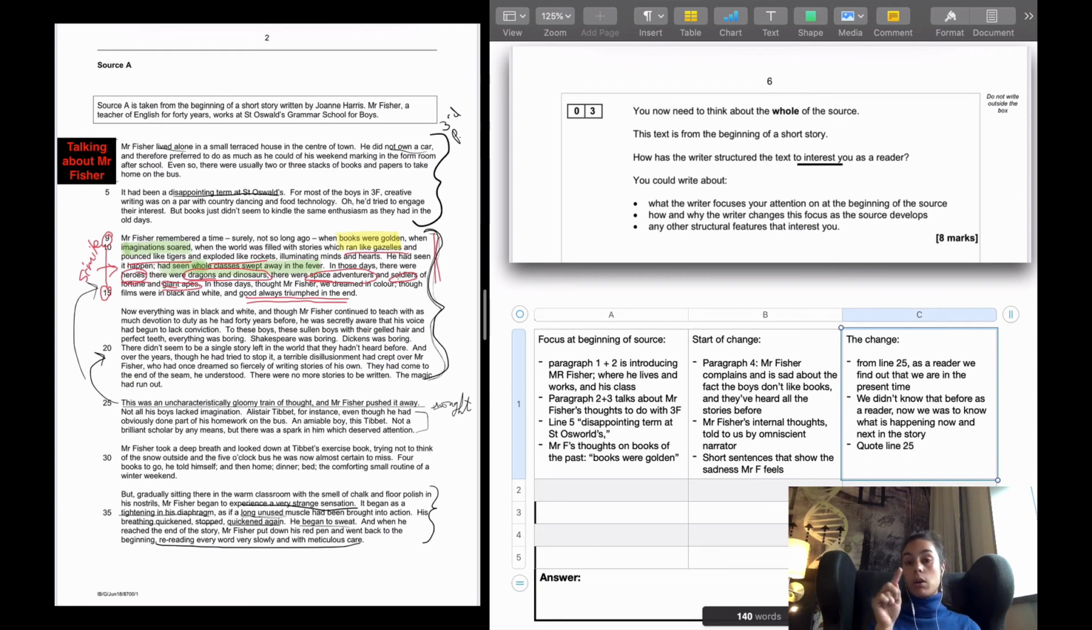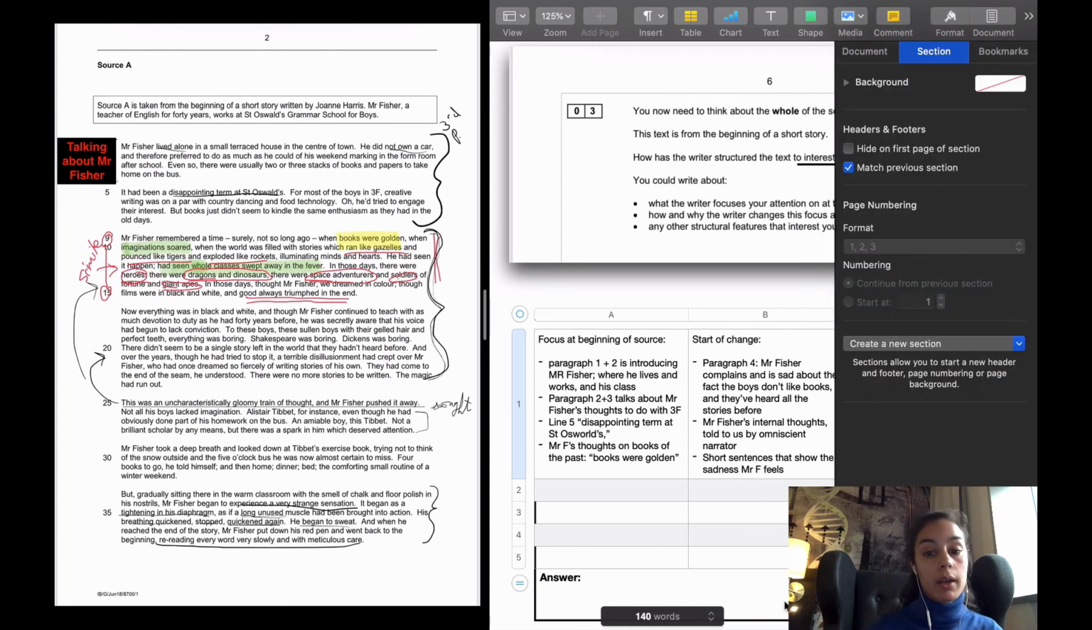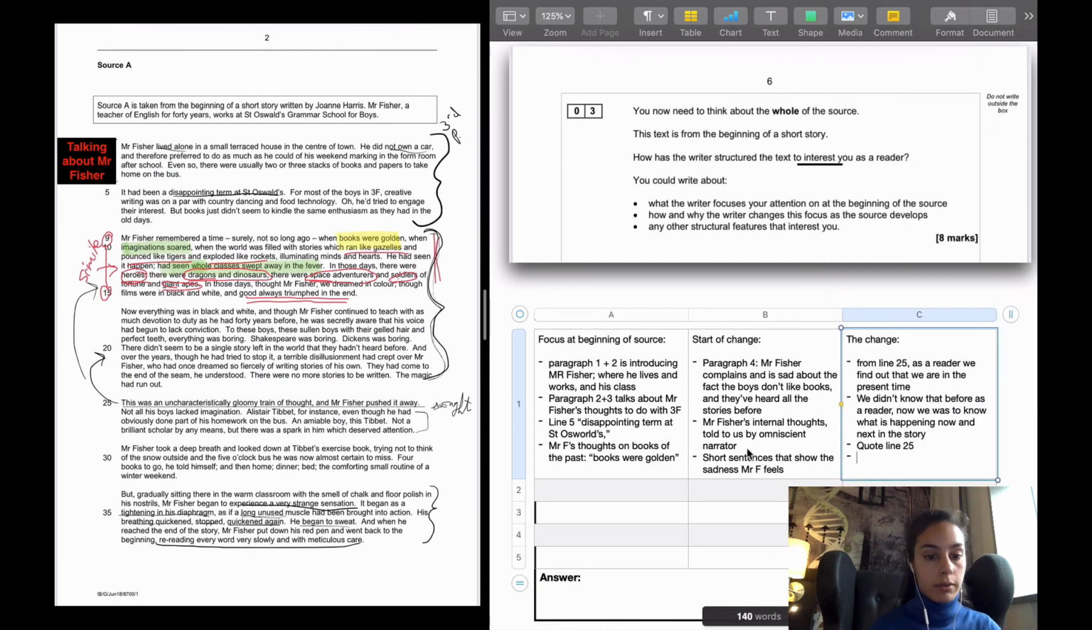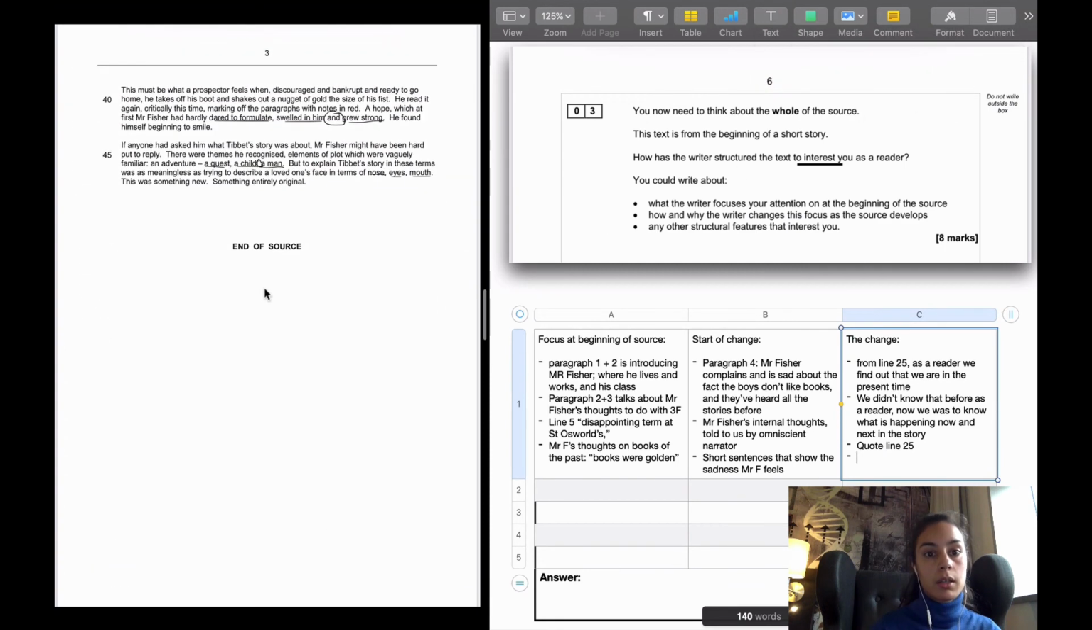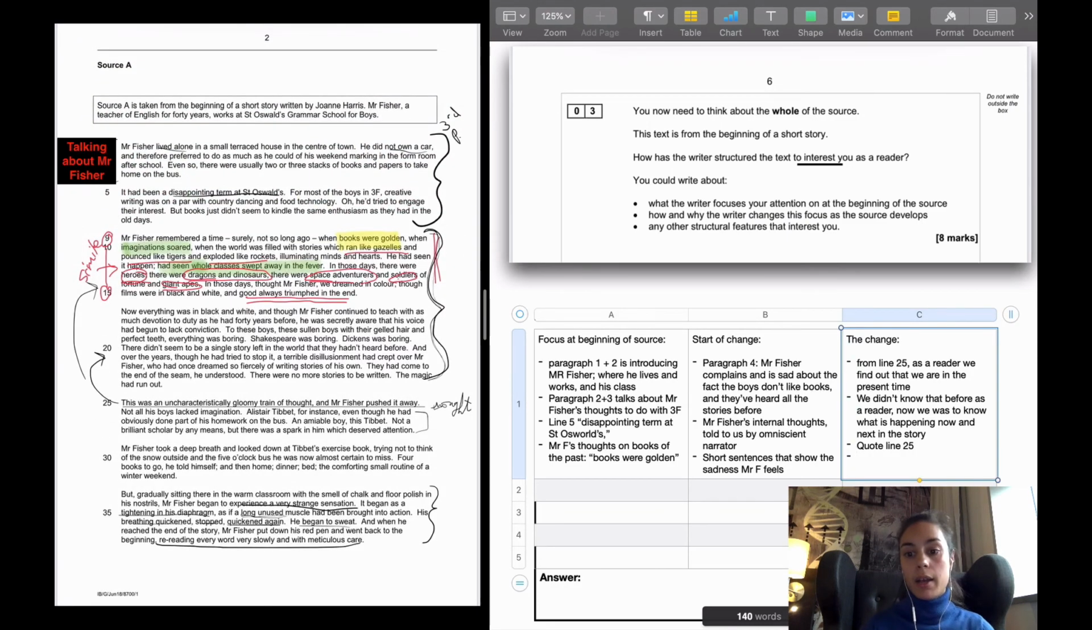When you're planning your answer as well, you can just put line numbers so that you know which to go back to. And if you've already highlighted them on your source, then that'll be really easy. Okay. Then let's look at the structural features that the writer uses. So how has the writer structured the text to interest you? So we have focus at the beginning, setting the scene. So let's write setting the scene.